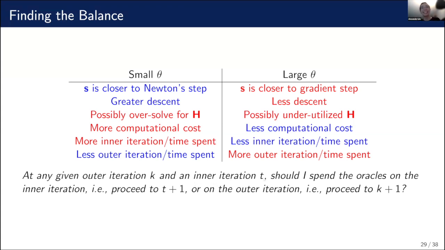Now, the right question to ask here is: at any given outer iteration k and inner iteration t, you have an oracle call. Should you spend this oracle call in the inner solver or the outer solver? In the inner solver, you're trying to gain more accuracy in the Newton step. If you spend it on the outer solver, you're trying to take the next step and get to the next iterate. That is the ultimate question to answer.